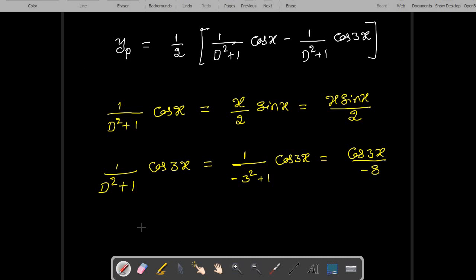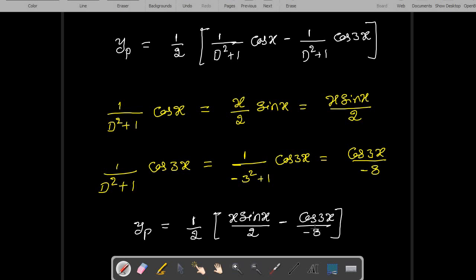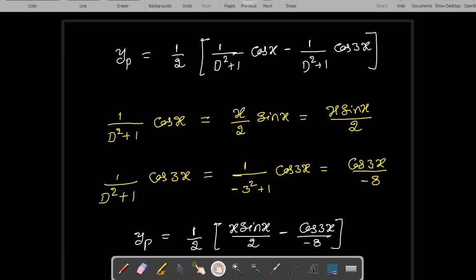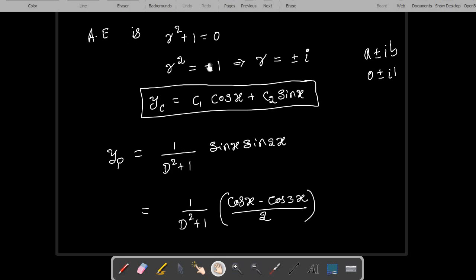So therefore the particular integral yp is nothing but 1 by 2 into 1 by d square plus 1 into cos x will be x sin x by 2, minus, and this is cos of 3x divided by negative 8. That's it. So we got the particular integral, right? So we got complementary function and particular integral.